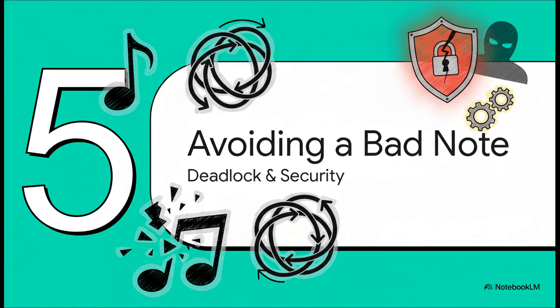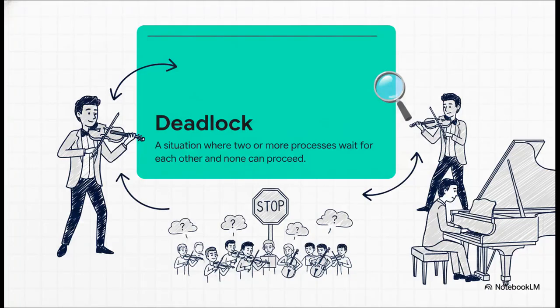But what happens when things go wrong? Because even the best orchestras can hit a bad note. The OS has to be ready to handle these tricky situations, like something called a deadlock, and of course, security threats. Let's start with deadlock. I want you to imagine this. The lead violinist is waiting for the pianist to finish a passage before they can play. But the pianist is also waiting for the violinist to start, so nothing happens. The entire orchestra grinds to a complete halt. That's a deadlock, and it's the OS's job to either prevent this from ever happening or to jump in and fix it when it does.